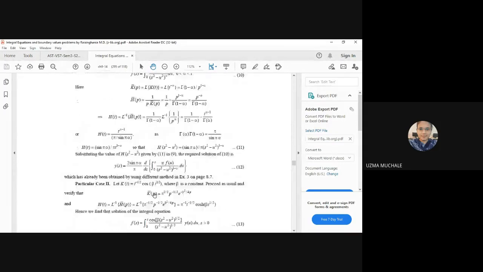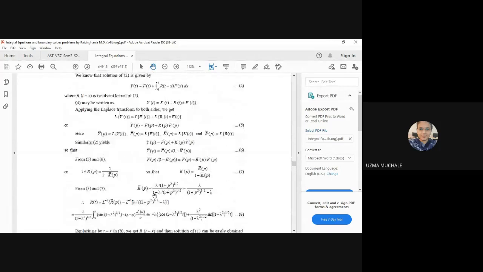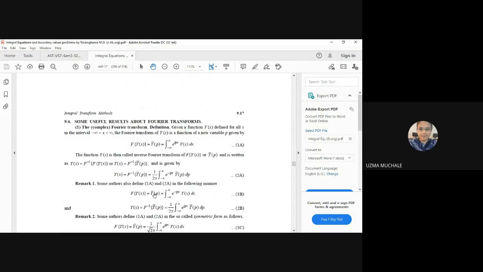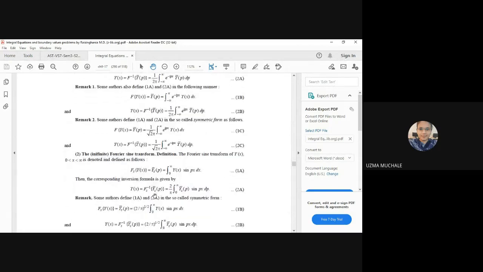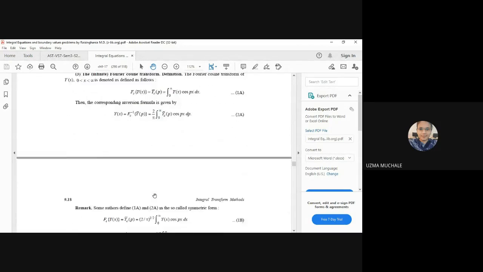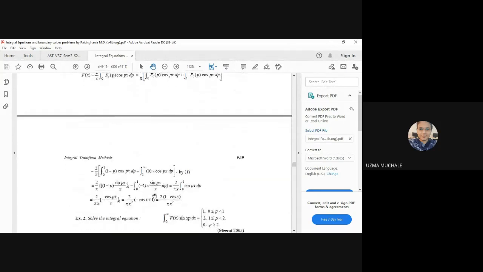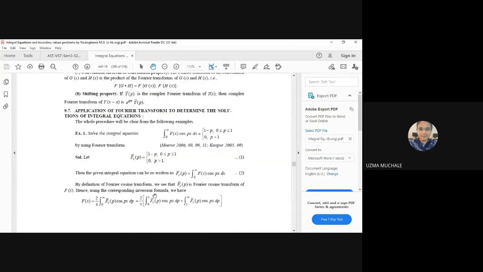Then some examples of the Fourier transform are also there. As Fourier is not in your syllabus, you can see some of the formulas of the Fourier transform here, and we can solve problems using the Fourier transform also. As it is not in your syllabus, you just have to go with the formulas of the Fourier transform.